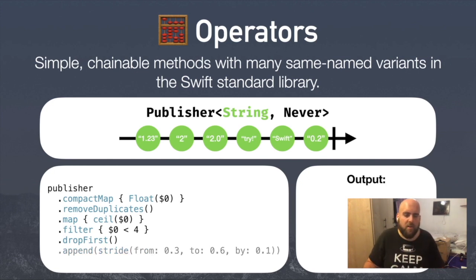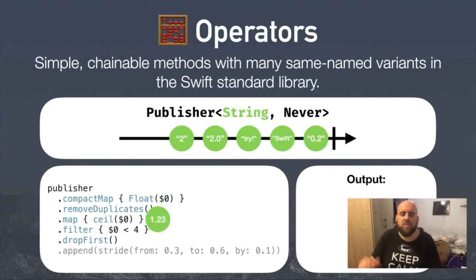This append here only starts working once the publisher finishes, and we are just at the beginning, so let's gray that out for now. So the first value comes in. We try to turn it into a float, which we can, so it goes through the compact map. We then use an operator called remove duplicates. That one checks, is the previous value the same as the one I just got? And if it is, I can just skip it. This is really useful for information that comes in quickly. It means if the user types, we can ignore duplications of whatever they type in.